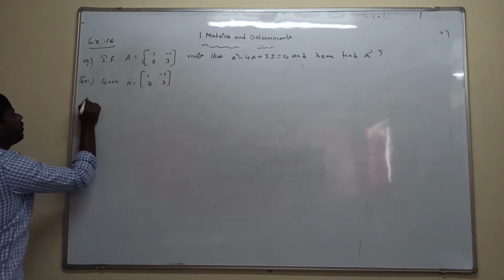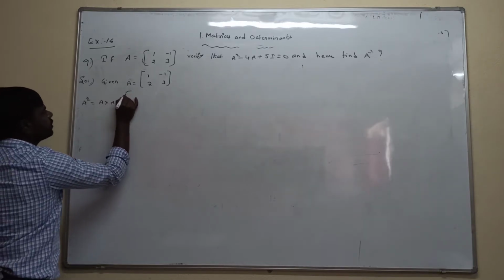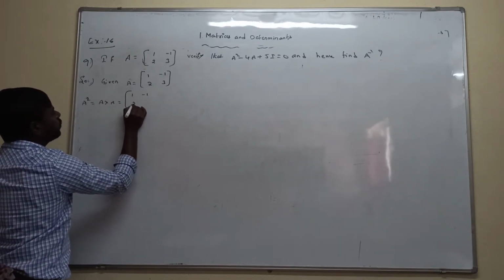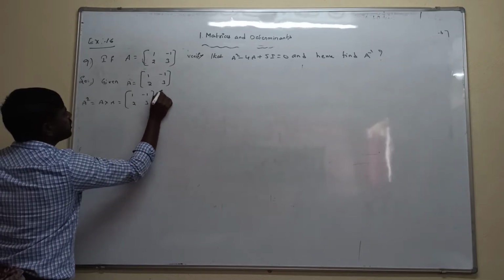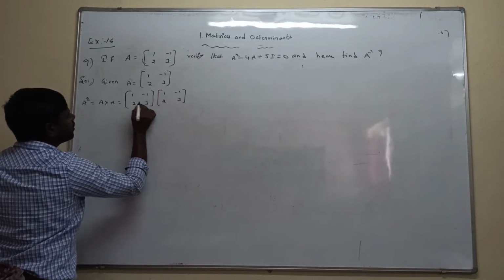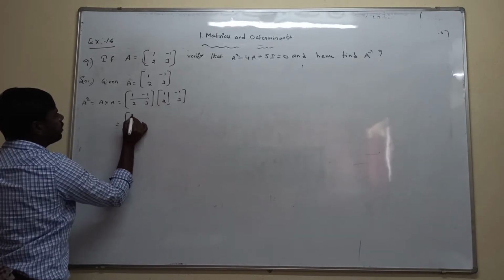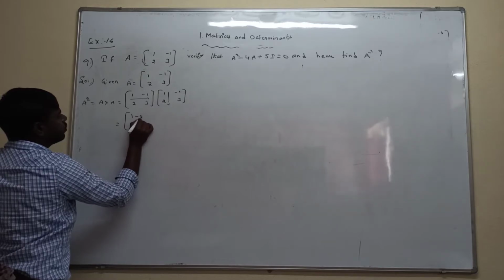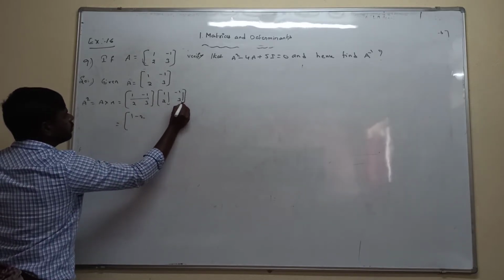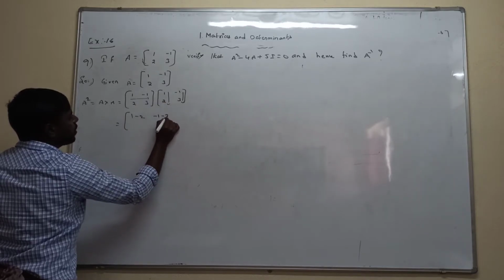So A squared can be written as A into A. So substitute A twice: 1 minus 1, 2 3, and A matrix is 1 minus 1, 2 3. Now multiply the first row with the first column. So 1 into 1 is 1, minus 1 into 2 is minus 2. First row, second column: 1 into minus 1 is minus 1, minus 1 into 3 is minus 3.